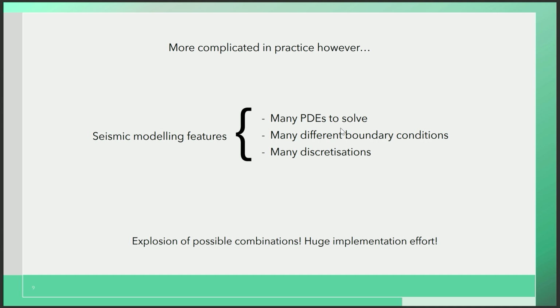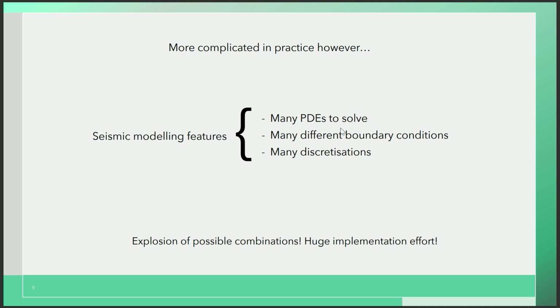So yeah, when I started my PhD, we kind of thought, well, we can implement this for acoustic, we get an acoustic free surface, and then we can slap it on other things. But it turns out that's not how it works. We have lots of different PDEs to solve because we keep coming up with new ones, like new kinds of TTI and all sorts of stuff. We have lots of different boundary conditions because an elastic free surface looks completely different to an acoustic free surface when you actually work it out on paper.